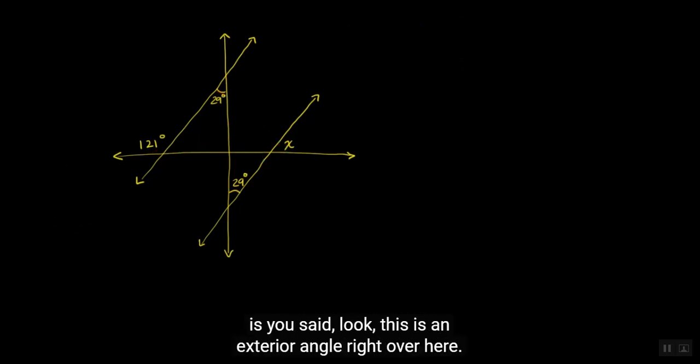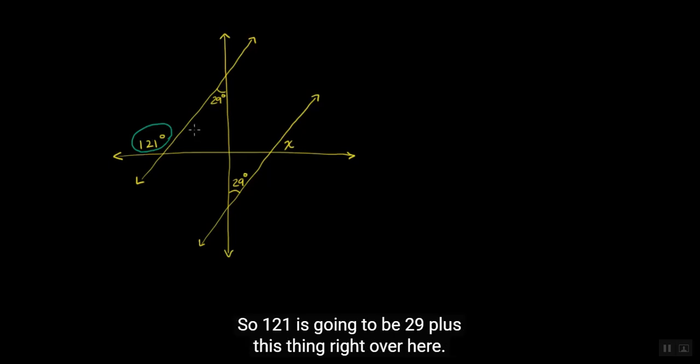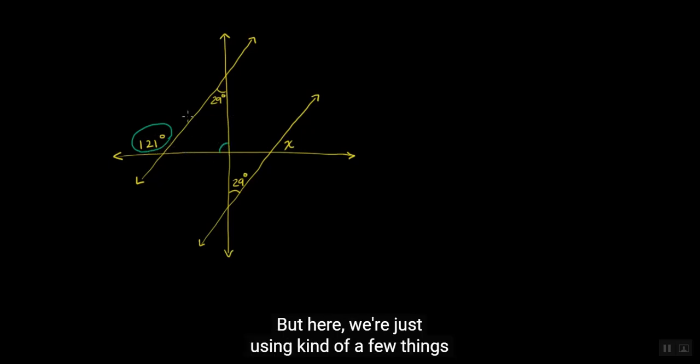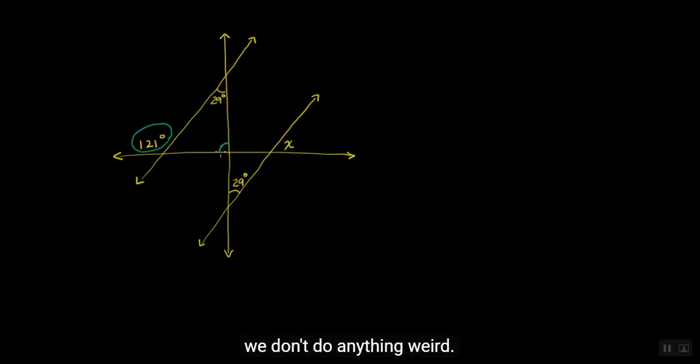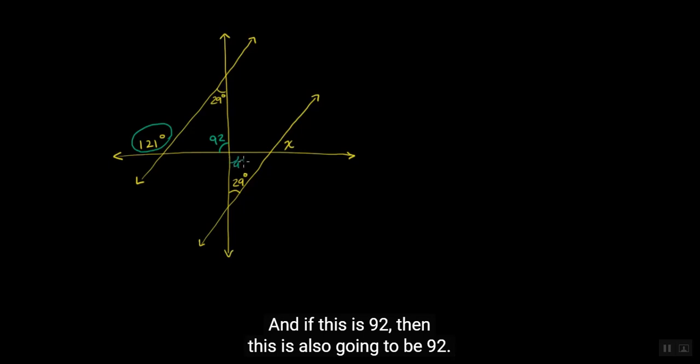Is you said, look, this is an exterior angle right over here. It is equal to the sum of the remote interior angles. So 121 is going to be 29 plus this thing right over here. And we ended up doing that when I did it step by step before, but here we're just using a few things that we know about triangles ahead of time to maybe skip a step or two. Although I like to do it the other way just so we make sure we don't do anything weird. So anyway, this is going to be 121 minus 29, which is going to be 92. And if this is 92, then this is also going to be 92.